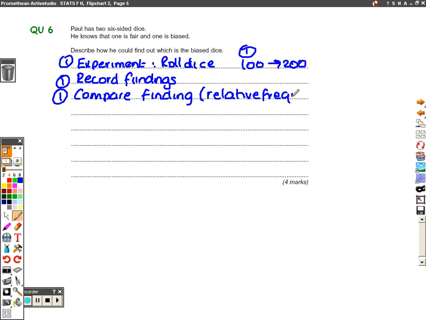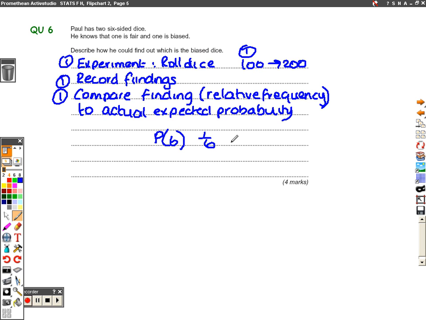Compare his relative frequency to the actual expected probability. For example, you would expect the probability of getting a 6 to be 1/6. So cancel it down and say, do you get 1/6 when you are near it when you do the experiment?